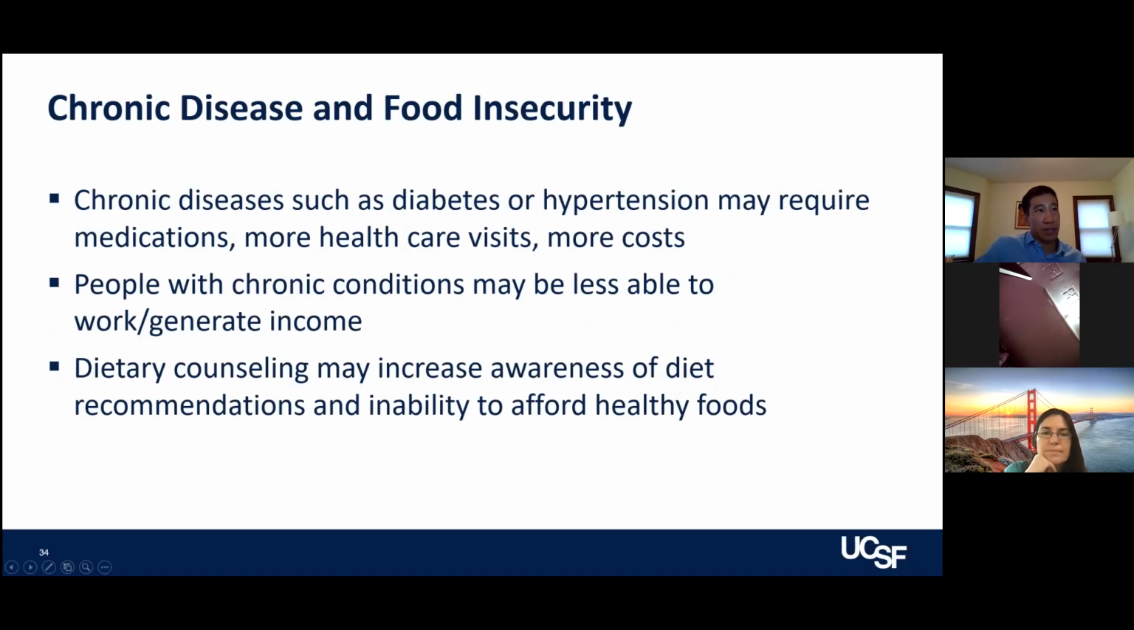This is talking about the reverse link. We were talking about these bidirectional links. So actually having a chronic disease can worsen your food insecurity, because if you have diabetes or hypertension, you may have to purchase medications to manage that, which is money that you don't have to spend on food. You may have to go to more healthcare visits for monitoring and testing, and so there are more costs associated with that. And people with chronic conditions may not be able to work as much, and so they won't have as much income.